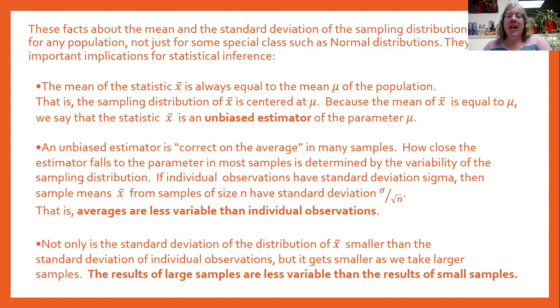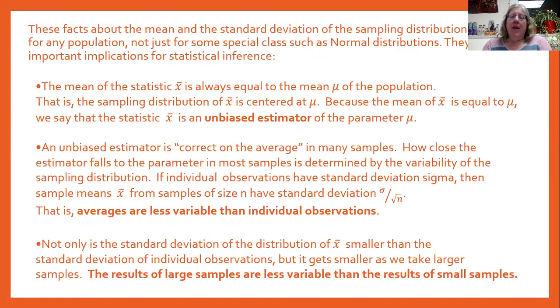So the mean of X bar is going to be equal to the mean of our population, mu. So what we say is that X bar is an unbiased estimator of our parameter mu. In other words, X bar is sometimes a little bit above mu and sometimes a little bit below mu, but it's not consistently always an overestimate or always an underestimate. It varies back and forth. And so there isn't really a bias there, so we call it an unbiased estimator.